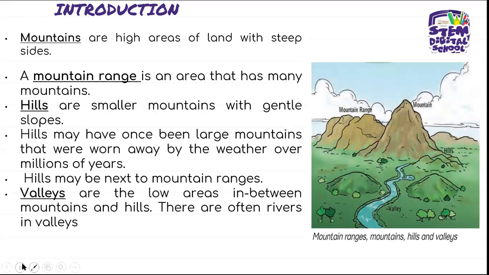Valleys are the low areas in between mountains and hills. There are often rivers in a valley. So a valley is this blue thing that is going here. We call it a river. Okay, these are water bodies. So they are low and they are between hills and mountains. Did you get that?